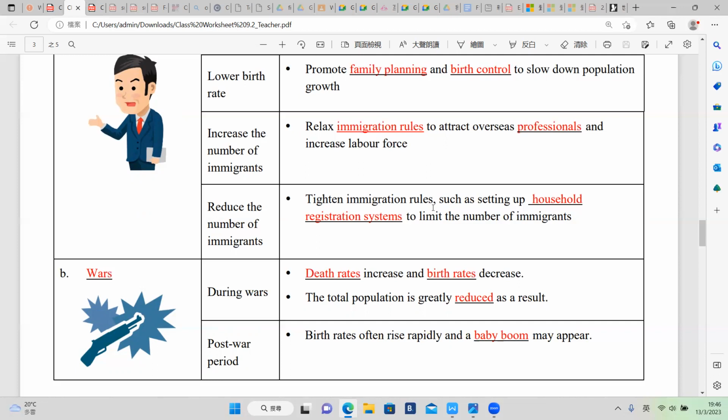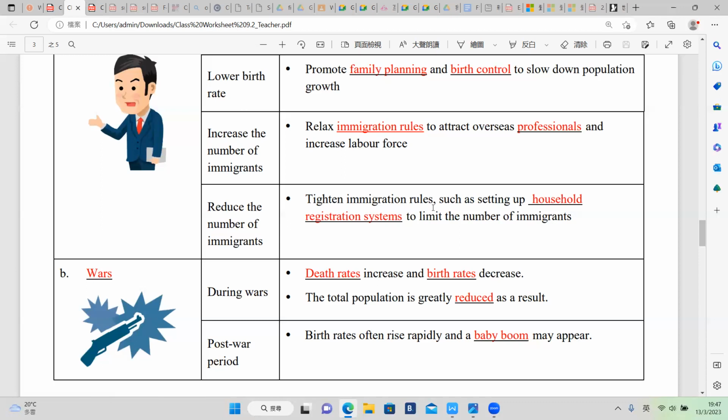How about reducing the number of immigrants and tightening the immigration rules, like setting up a household registration system? It may limit the number of immigrants. For example, China also has this situation. We have the household registration system all the way in China. If you don't have a household registration, you are not allowed to have education or medical service, or it is very expensive. Then it limits the number of immigrants.